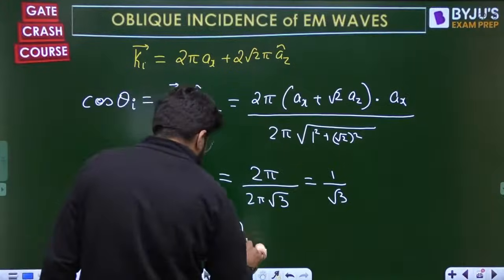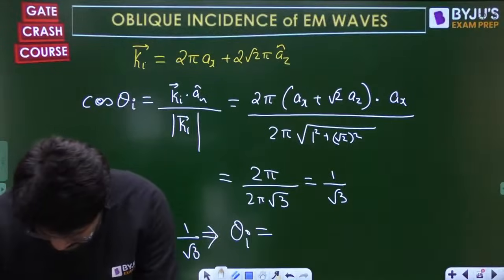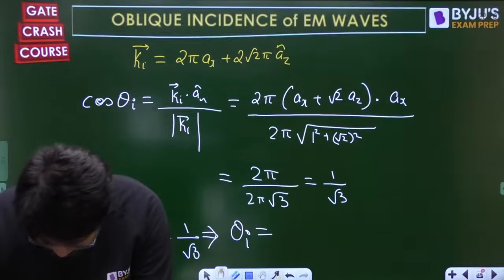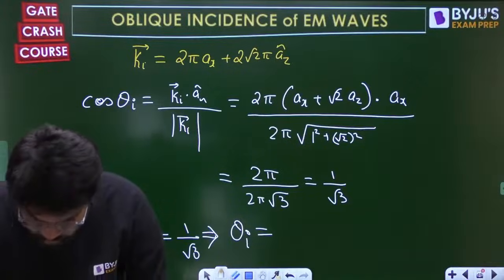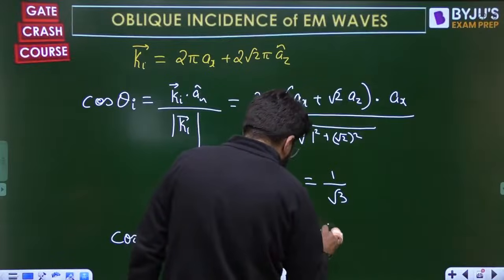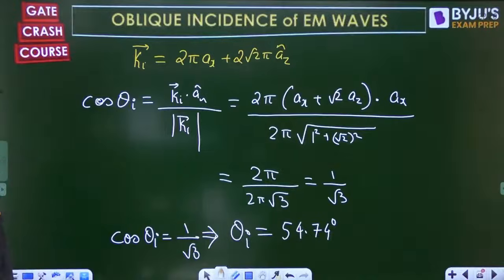What is going to be the theta I? From here we can calculate the angle of incidence. This is just like the previous question calculation. I have calculated it. This is 54.74 degrees. This is known as the 54.74 degrees.